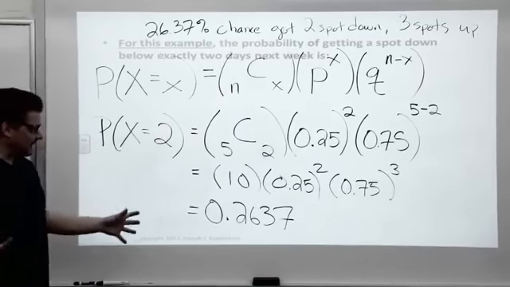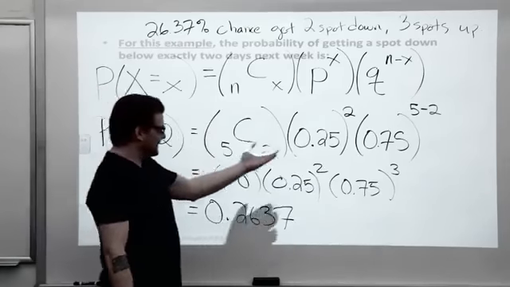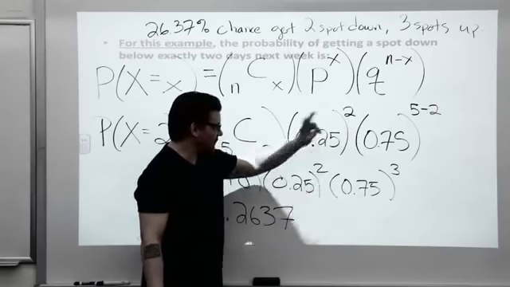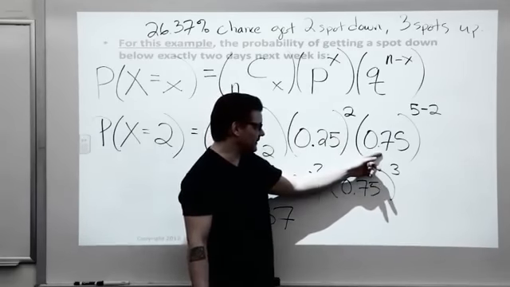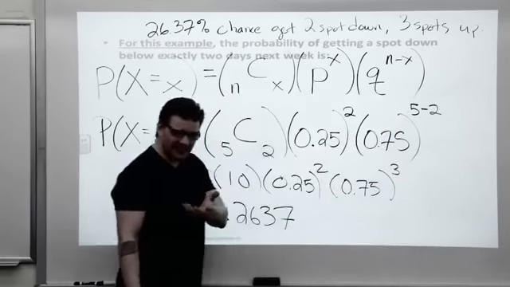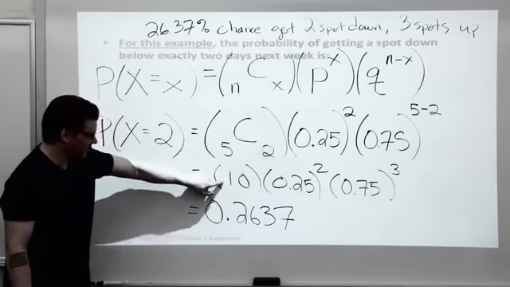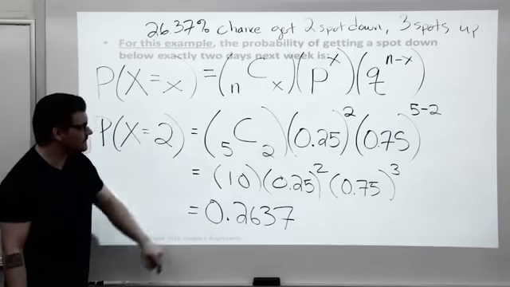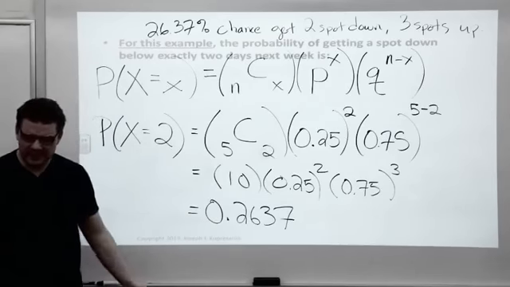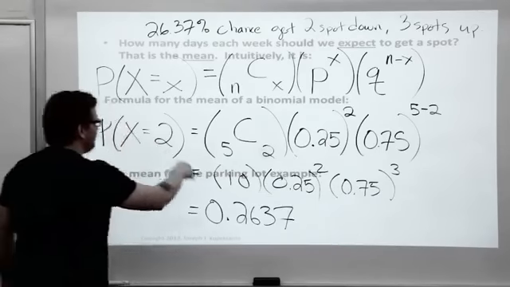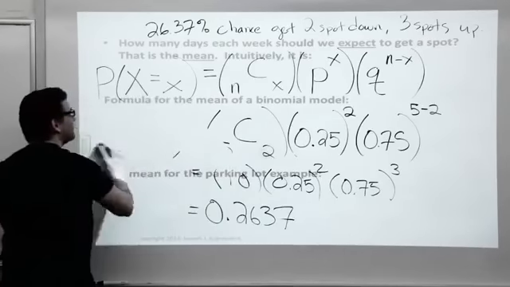Now remember what's not the correct answer. I just can't multiply the chance of success, squared for 2 days, times the chance of failure, raised to the third for the 3 days. I do have to take into consideration all the different combinations, which is where the 10 comes from. All right, so not too bad. We'll flip over to the next page, clean up this messy board.